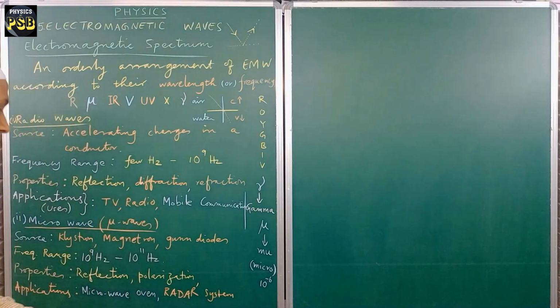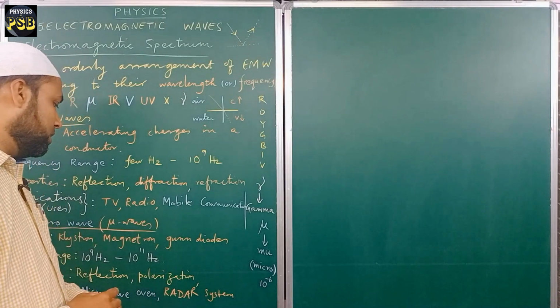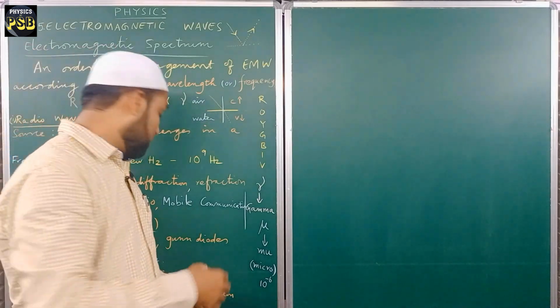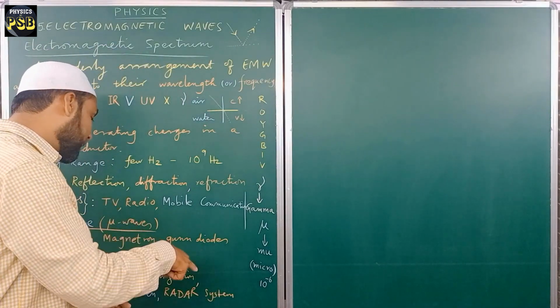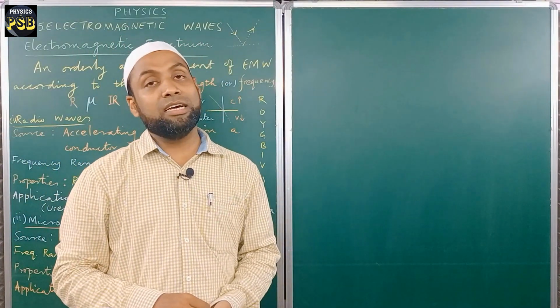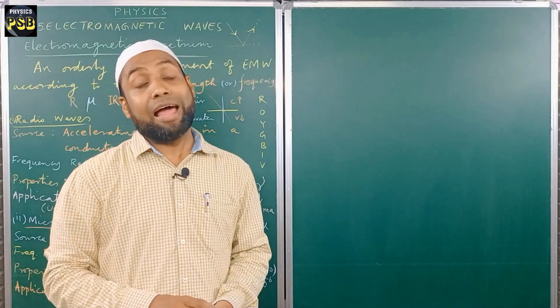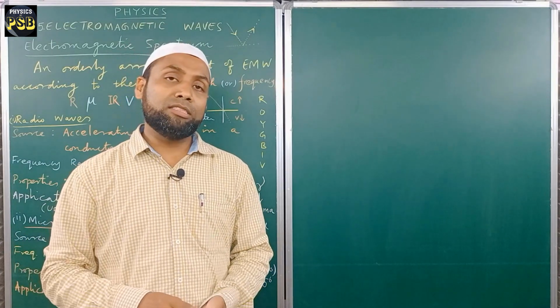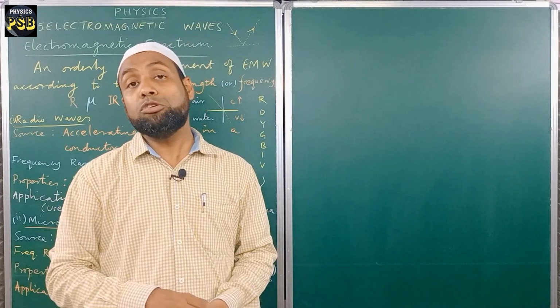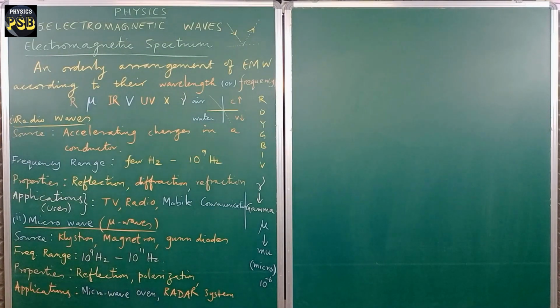In 11th physics, we have studied radar in detail. In a radar system, microwaves are used to navigate the position of an aircraft, and also by traffic police to find the speed of an approaching vehicle. Clear? So these are some of the uses of microwaves. Clear? We'll move ahead now.